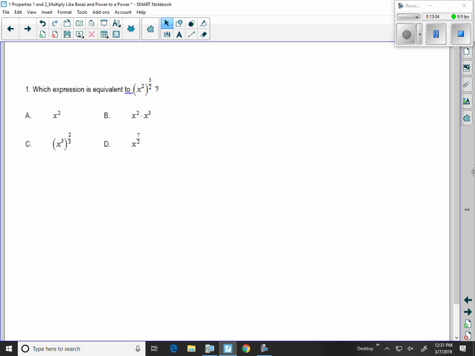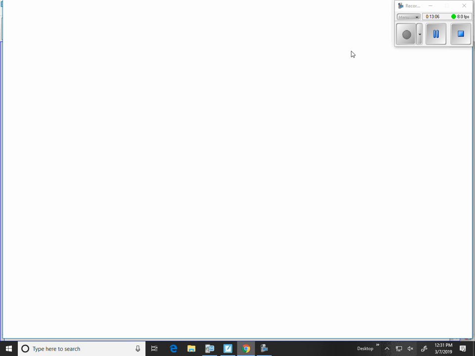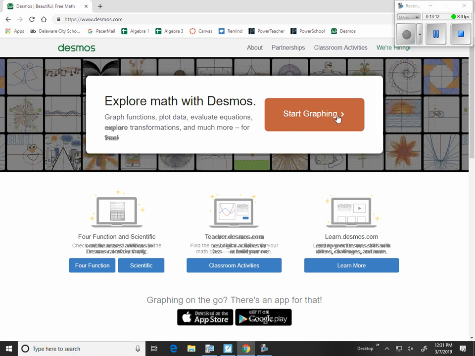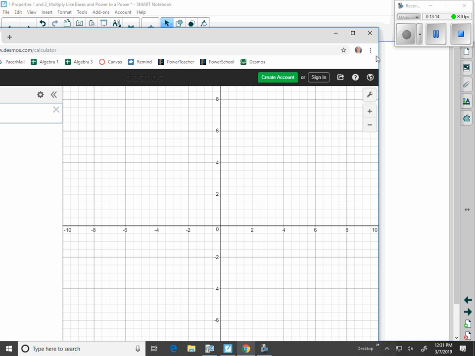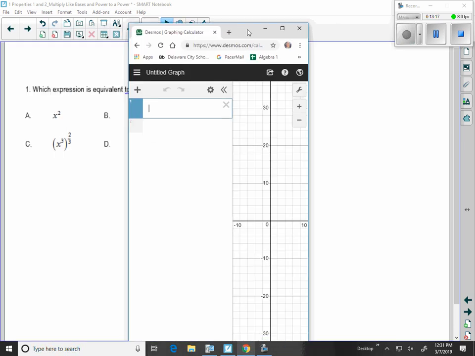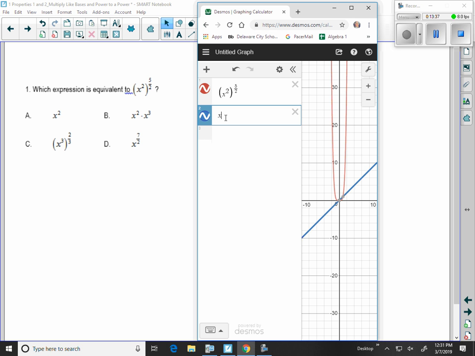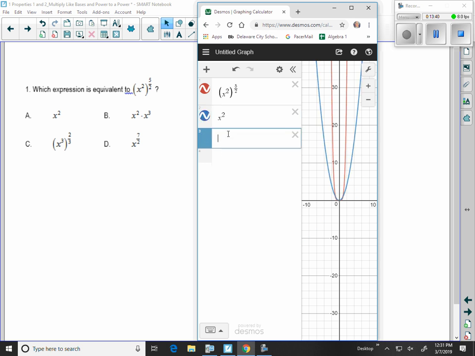Yeah. There's a part where you can use Desmos. Okay, so I'm going to go and pull up Desmos. You do not need to pull it up, but I just want to walk through this with you. Okay, now I'm going to put in the original. Okay, and then I'm going to put in all the others.